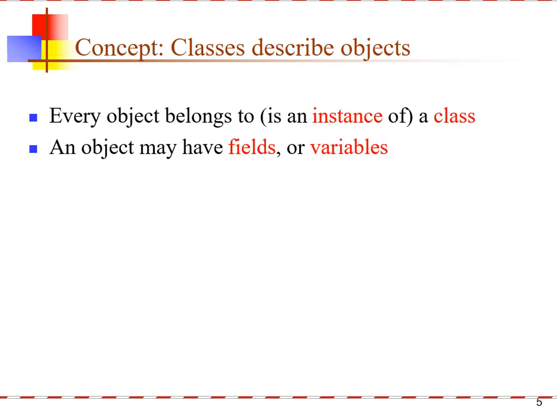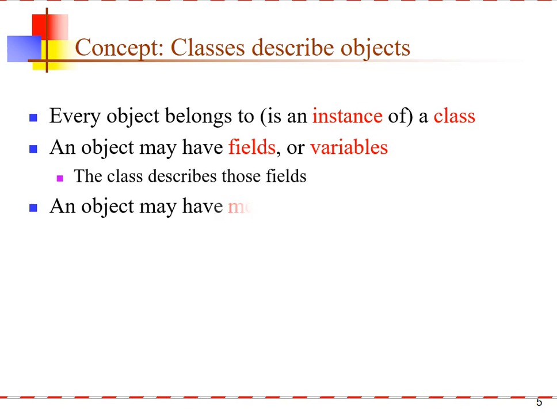When you work with classes, every object is an instance of a class. So when you create an object, it's of a class type. The object will have fields, which you've heard me just say instance fields. Those are the data, and the class will describe those fields. And then objects have methods, and the methods are the actions.